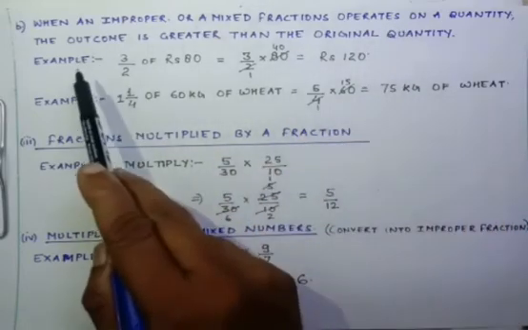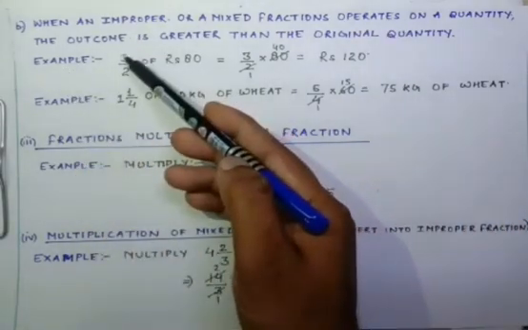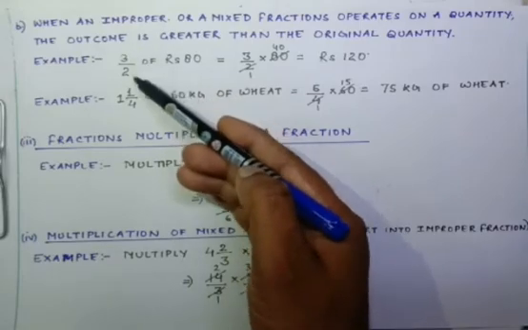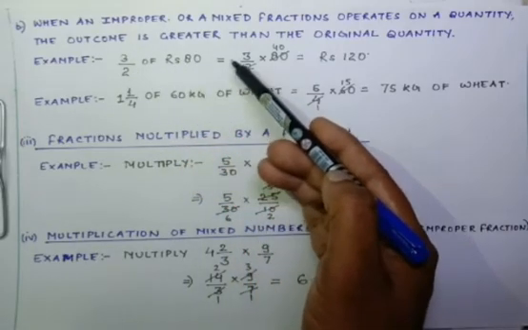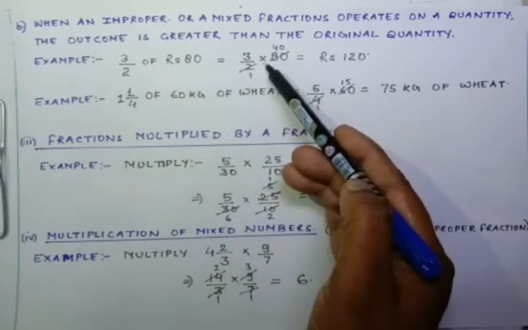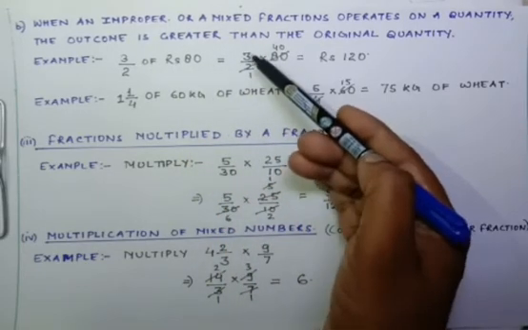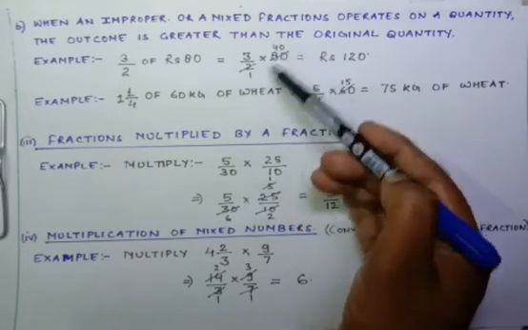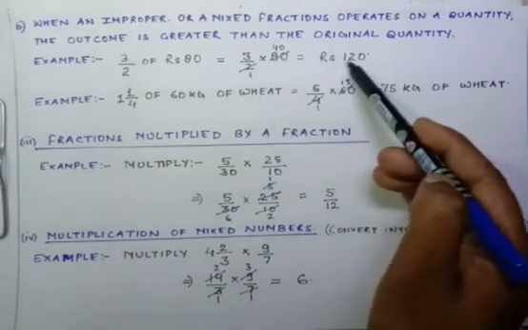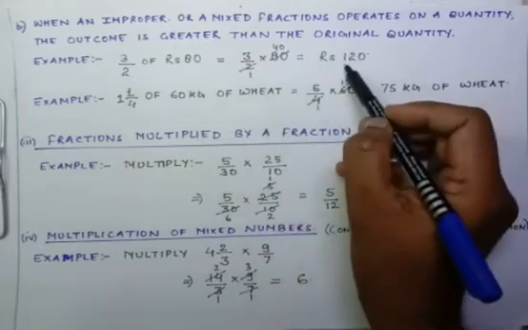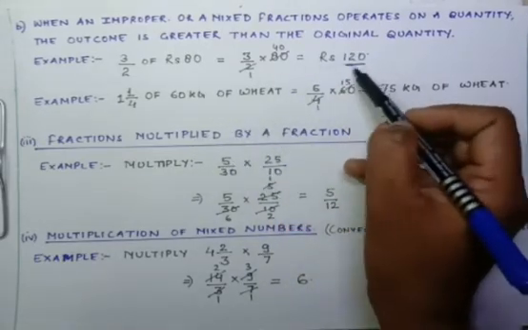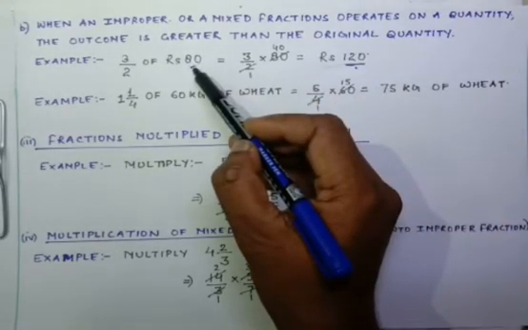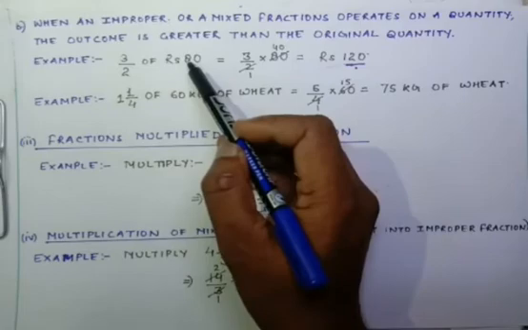Let us see with the help of an example. This is an improper fraction where numerator is greater than denominator. So 3/2 of rupees 80 is equal to, in place of "of" I am going to place the sign of multiplication. So 3/2 into 80 is equal to 2 1s are 2, 2 40s are rupees 120. Over here the final quantity is 120, which is greater than the original quantity. This is an example of an improper fraction.